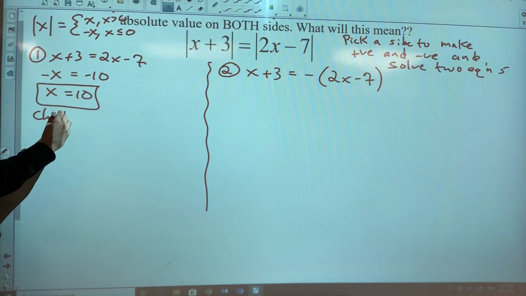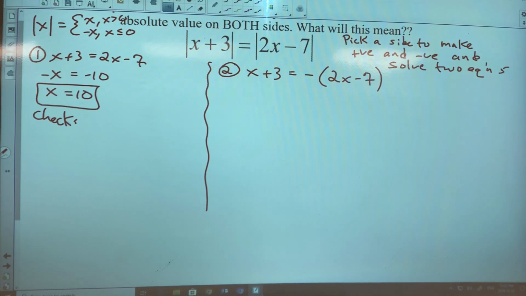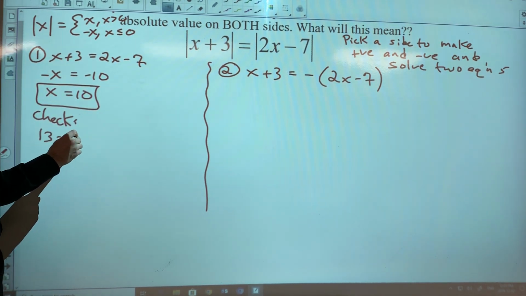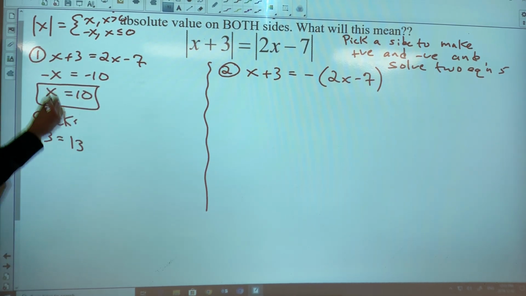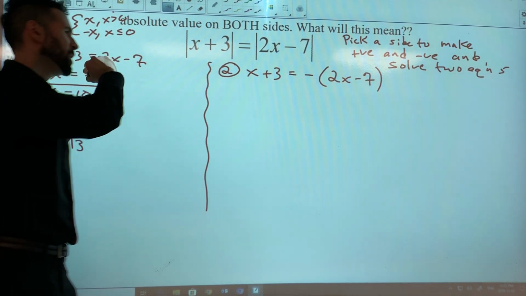And then we'll check. Kevin, did it work when you checked it? The first one did, the second one did. The x equals 10 works? Let's see, we get absolute value of 13. And then 2 times 10 is 20, minus 7 is 13, absolute value, yeah. We all agree the first one works? Yep. I didn't really show any work, but I did check it.